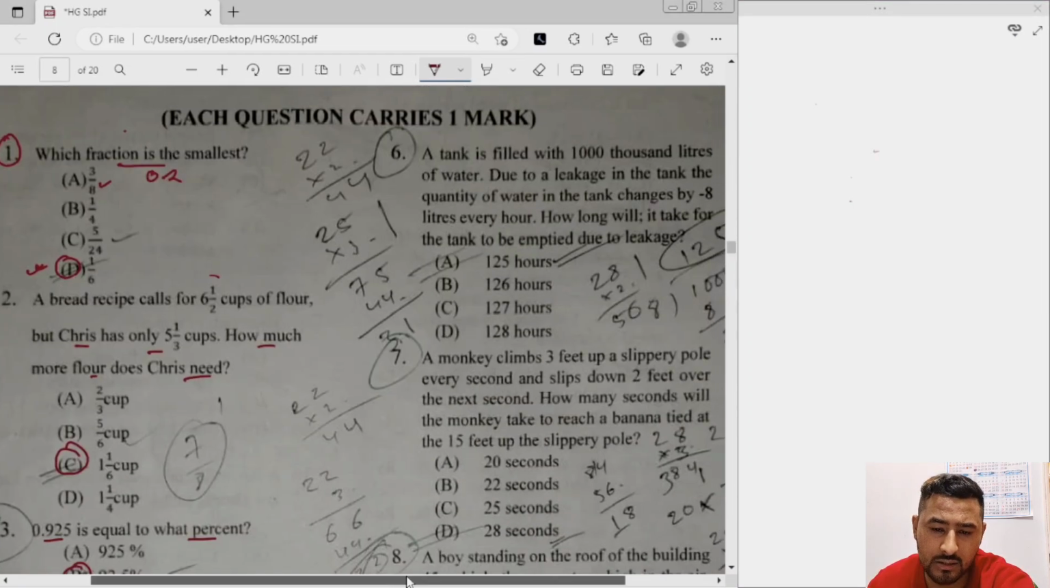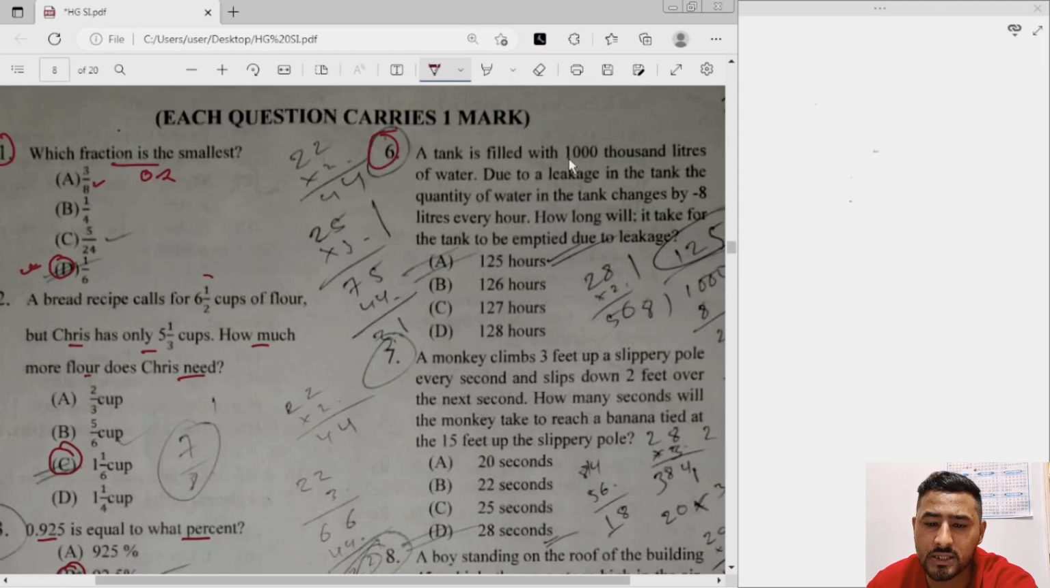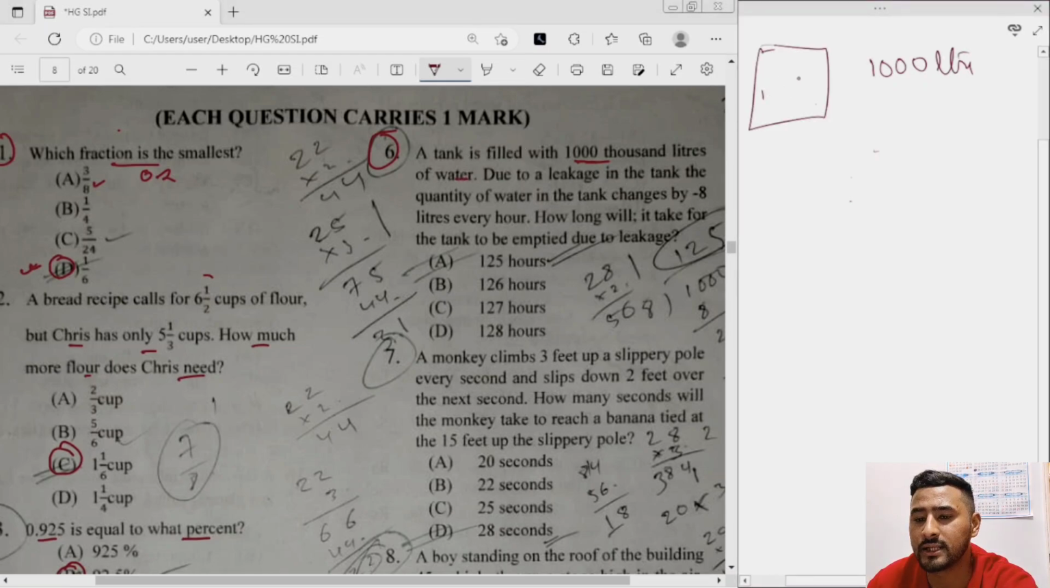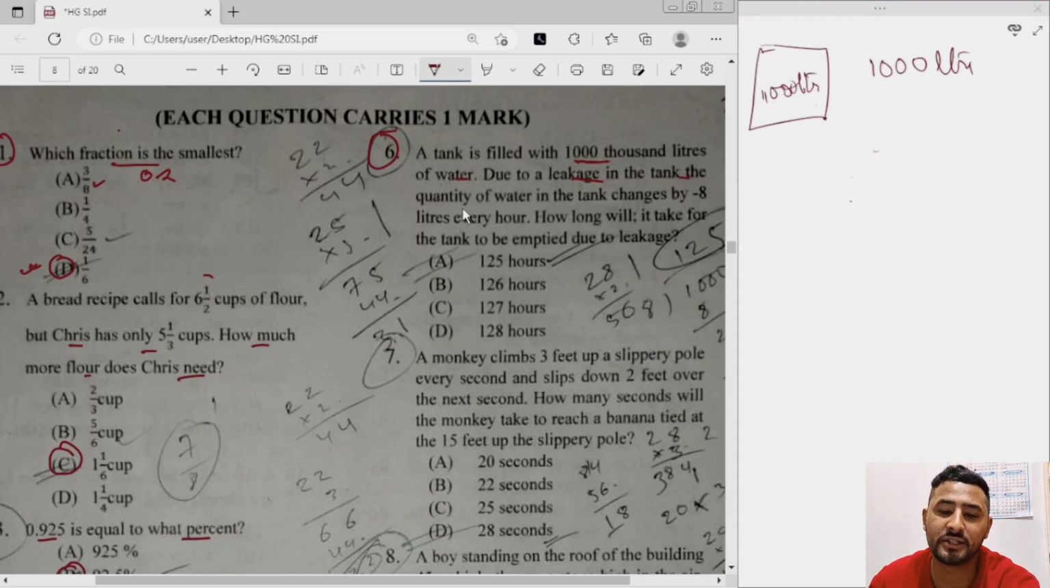A tank is filled with 1,000 liters of water. Suppose this is a tank. This is a 1,000-liter tank, and this is full of water. Due to a leakage, maybe somewhere here or in the bottom, there's a leakage in the tank.